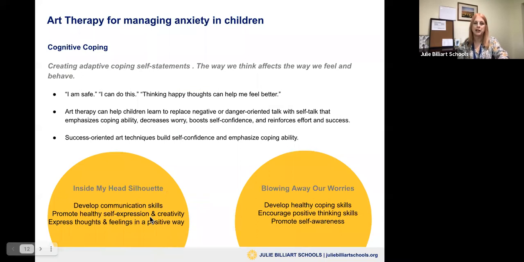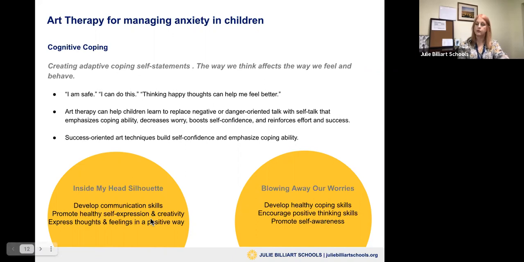Cognitive coping, creating adaptive coping self-statements. The way we think affects the way we feel and behave. I am safe, I can do this. Thinking happy thoughts can help me feel better. And of course, our therapy can help to identify those and teach the child to replace the negative or danger-oriented talk with self-talk that emphasizes coping ability, decreases worry, boosts self-confidence, and reinforces effort and success.